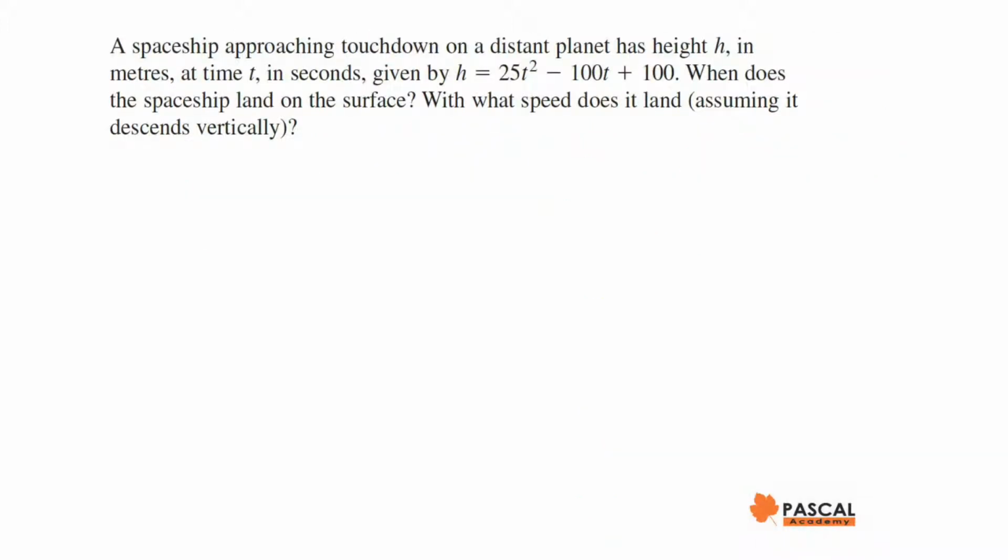Next question, question number 13. A spaceship approaching touchdown on a distant planet has a height of h in meters and t in seconds, given by h equals 25t^2 minus 100t plus 100. When does the spaceship land on the surface? What would be the speed of the spaceship when it lands? Assuming it descends vertically.